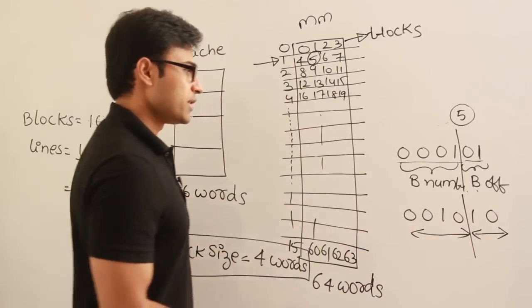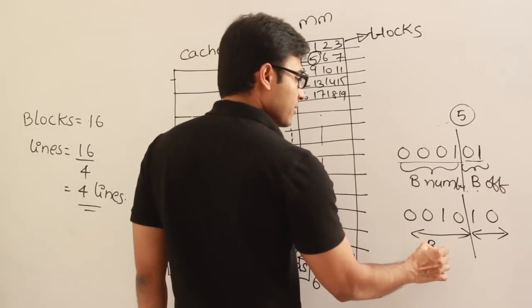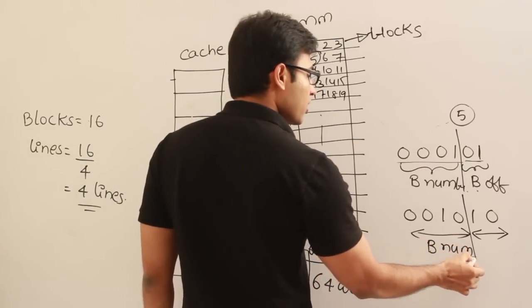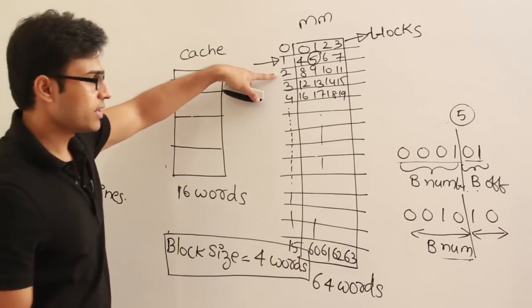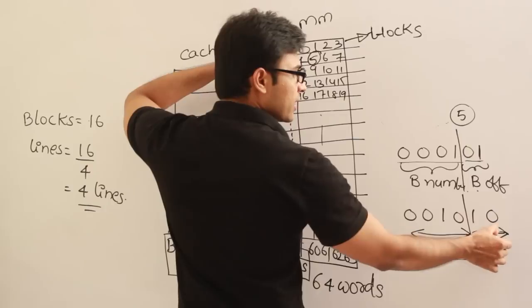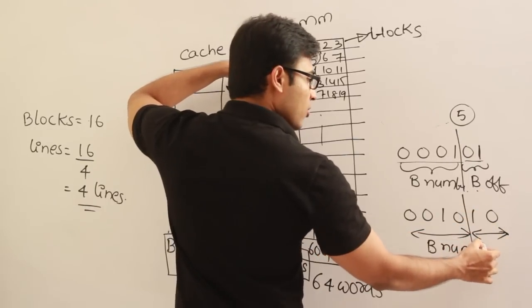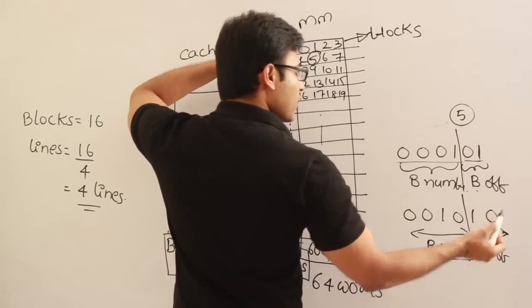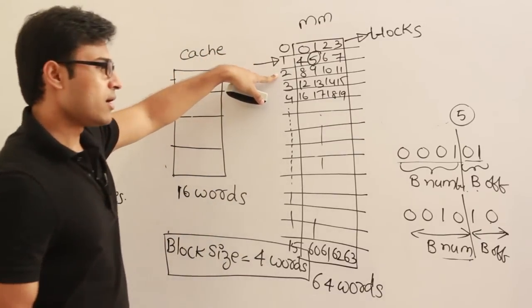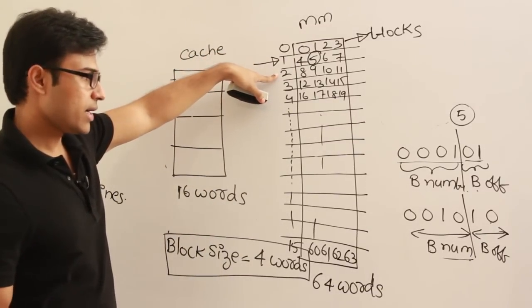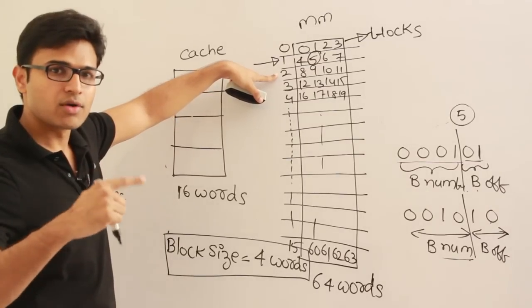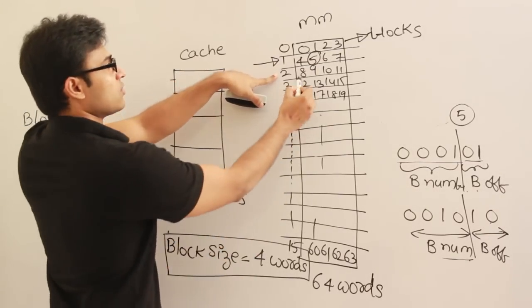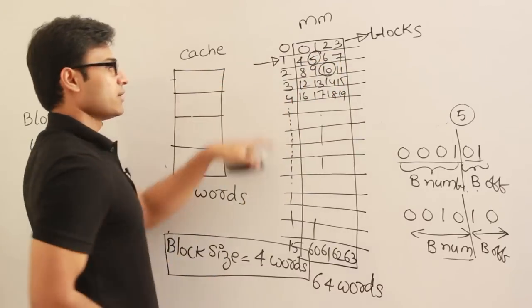So what is the block offset here? Block number here is saying that you have to go into block number 2. So what is block number 2? 0, 1, 2, this one. And then the block offset is saying that inside the block we have to get the word at location 2. If you start from 0, 0, 1, 2 is the third location. So 10 is present here. Got it?